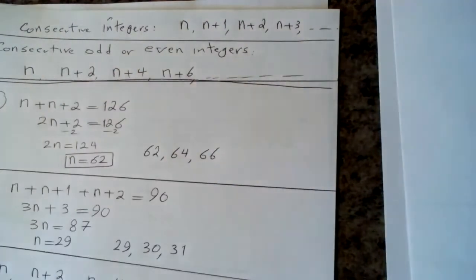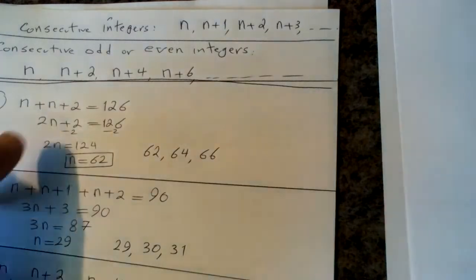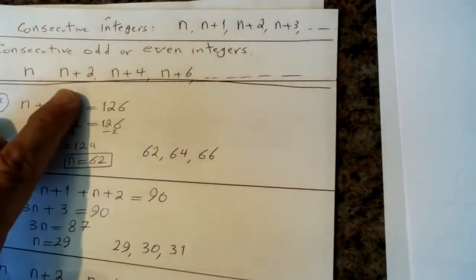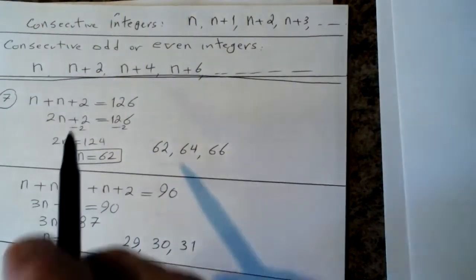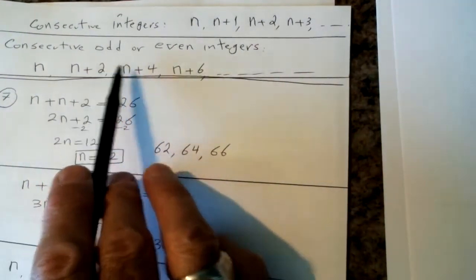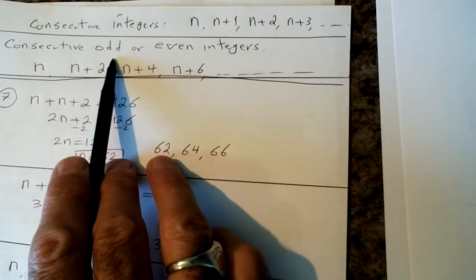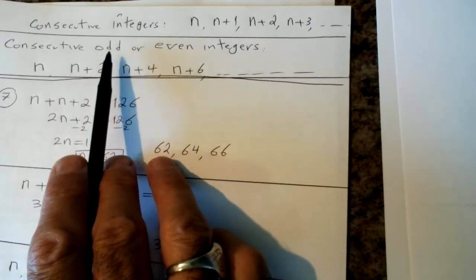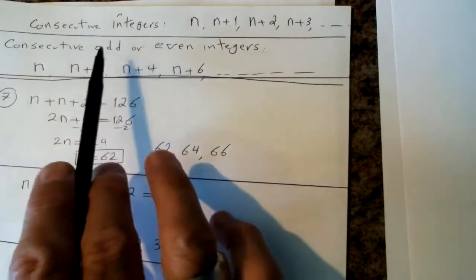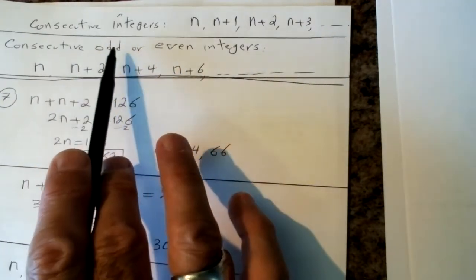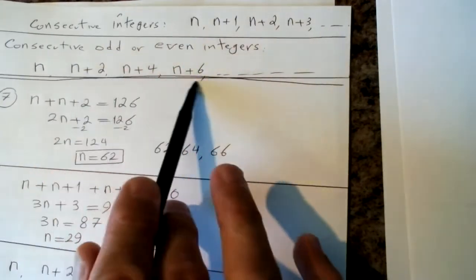But consecutive odd or evens are different. What is interesting is that whether you have odd or even, they both use the same formula. Do not use n plus 1 and n plus 3 for the odd ones. That's not correct. So whether they say consecutive odd or even, you must use this formula.